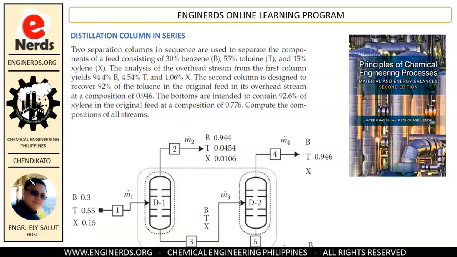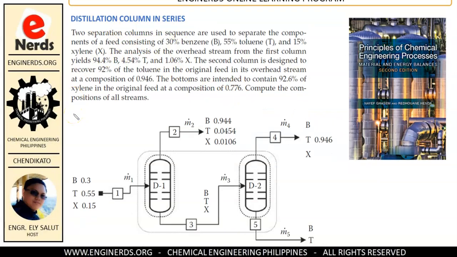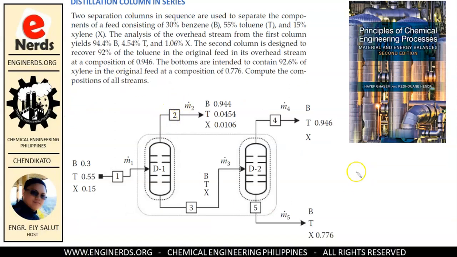Alright, so today we're going to answer another multiple units material balance problem. And this time, we will get our problem from the Principles of Chemical Engineering Processes, Material and Energy Balances, 2nd edition by Nayef Ghasem and Redhouane Henda. So, our problem is about distillation columns in series. Let me read first our problem, and then makikita natin na we already have the diagram set up right here.